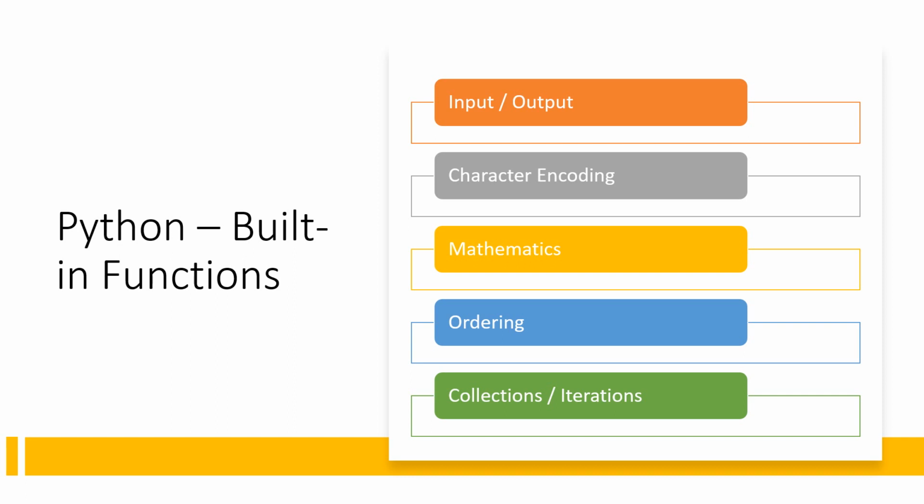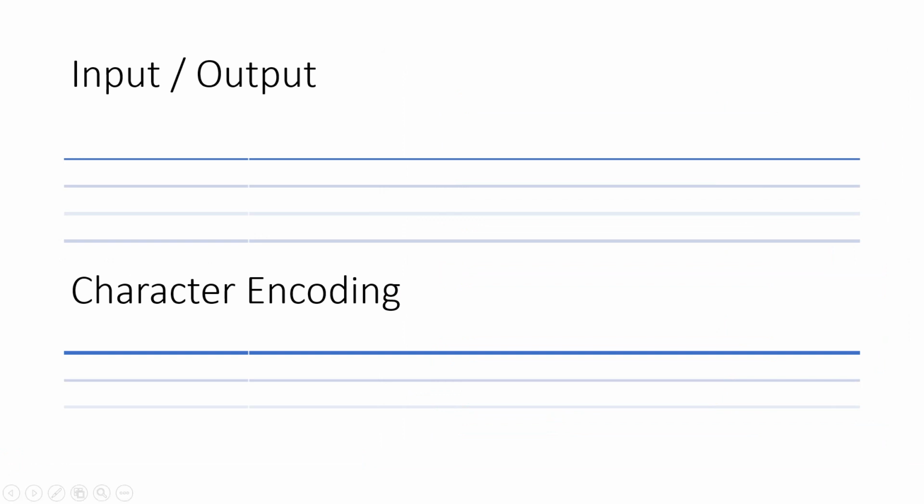Here we will discuss what the built-in functions in Python are. We have built-in functions with the given classification. There are built-in functions for input and output statements, for character encoding, and for doing mathematical operations. There are also built-in functions for ordering, and for working with collections or iterations. Now let us look into it.